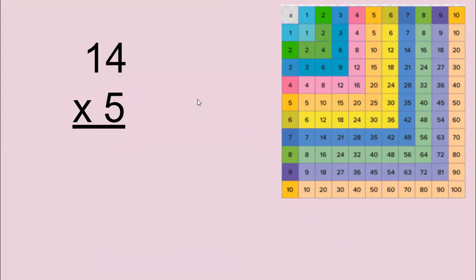All right, grab your paper and pencil and write this problem down. Let's multiply. I have 14 times 5. I start with my 5, multiplying my 5 times my 4. Find your factor of 5 on the outside again, and multiplying by 4, so I'm going to go over 4. 1, 2, 3, 4. My answer is 20.